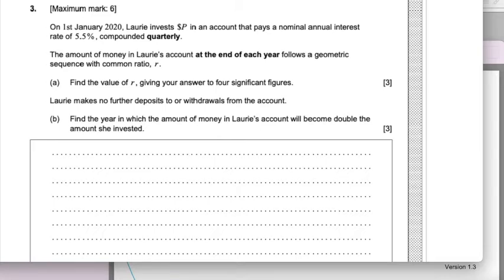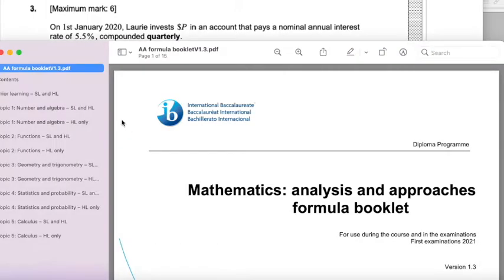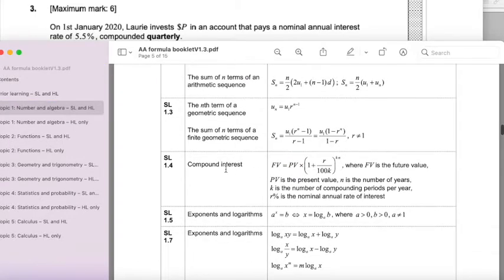Okay, number 3, give it a read. Pause the video. All right, so in this question here, hopefully you realize that this has to deal with compound interest.